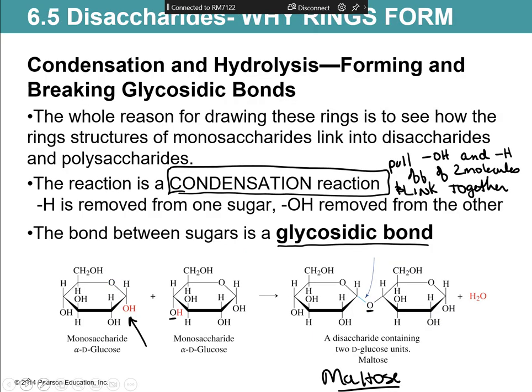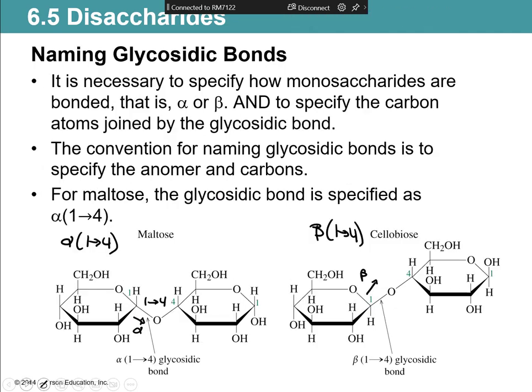So then we went on and we talked about, okay, well, how do these things get put together into disaccharides? And that leads into the polysaccharides. So we talked about how you name these. Condensation reactions always pull a hydrogen off of one molecule, an alcohol group off of the other, and that forms the link, which is called a glycosidic bond. So just remember, glycosidic bonds are the bonds between sugars.